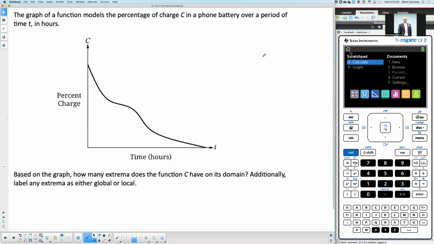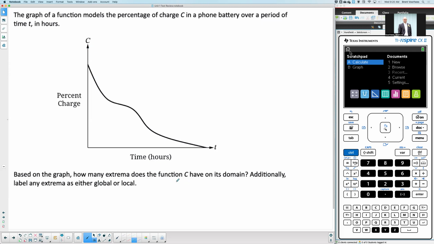All right. Unit 1 midterm coming up, polynomial test. Let's review for it. First question I have for you here. The graph of the function models the percentage of charge C in a phone battery over a period of time T. So this is the amount of charge a battery has. Okay, that makes sense. What we're doing, we have a charge of the battery. Based on the graph, how many extrema does the graph of function C have?